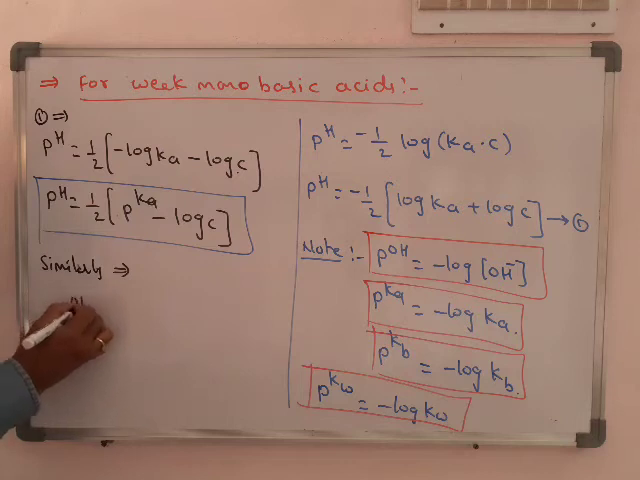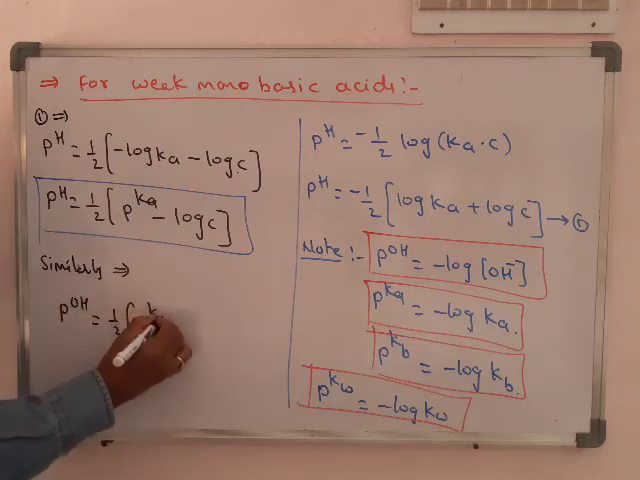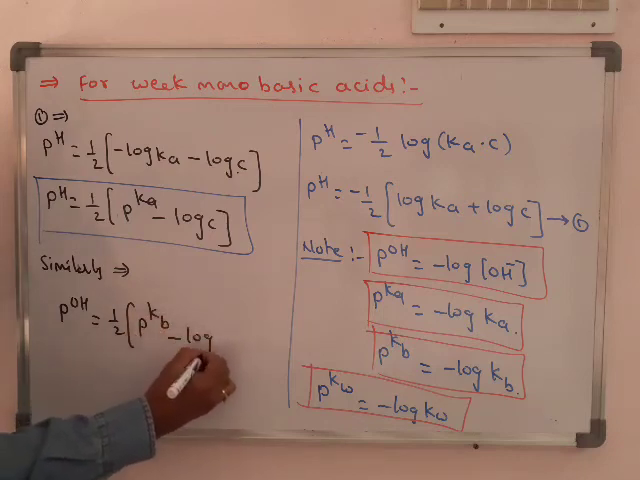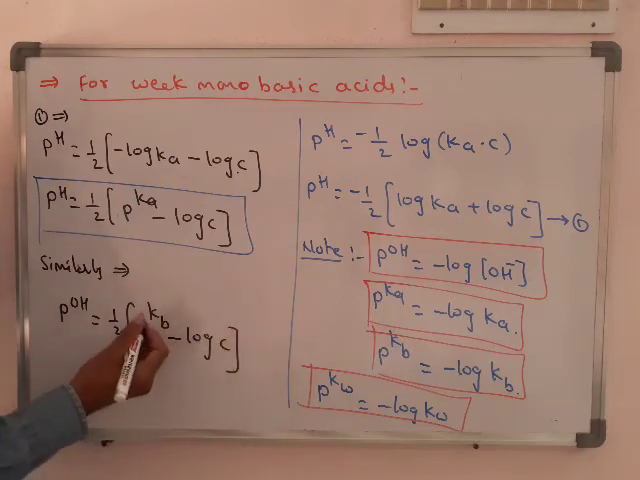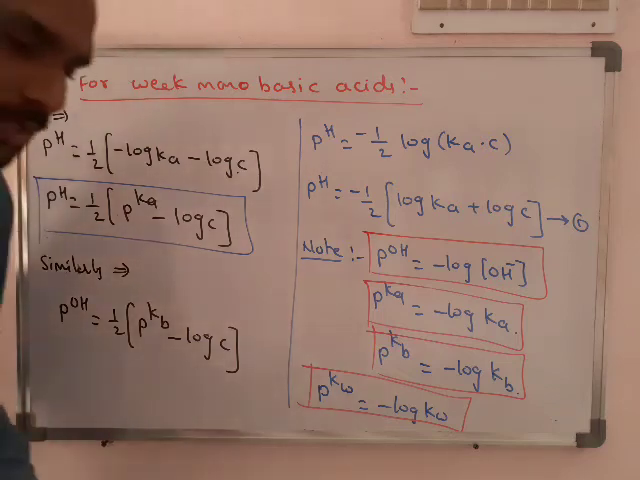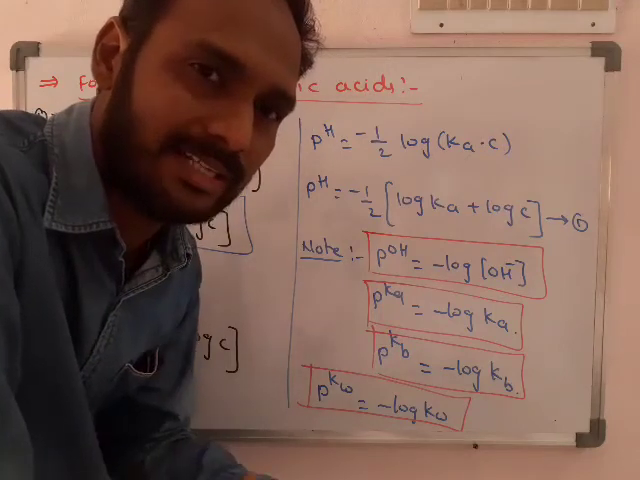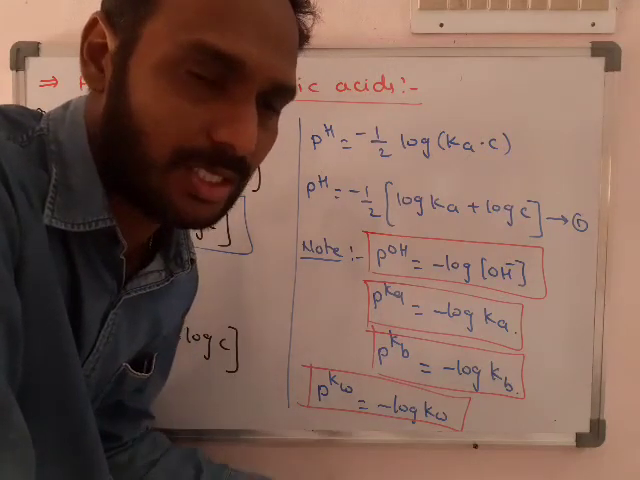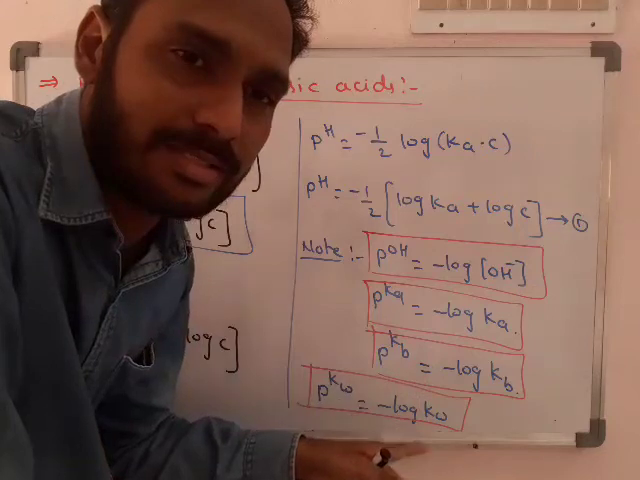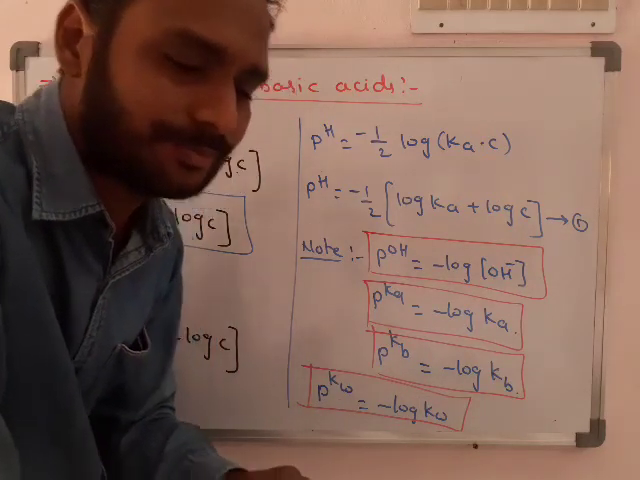Similarly, we can write pOH is equal to half into pKb minus log C. Kb is the base dissociation constant. We are not deriving the whole thing, just writing the direct equation. We derived it for acid, so simply we can say it for pOH also.